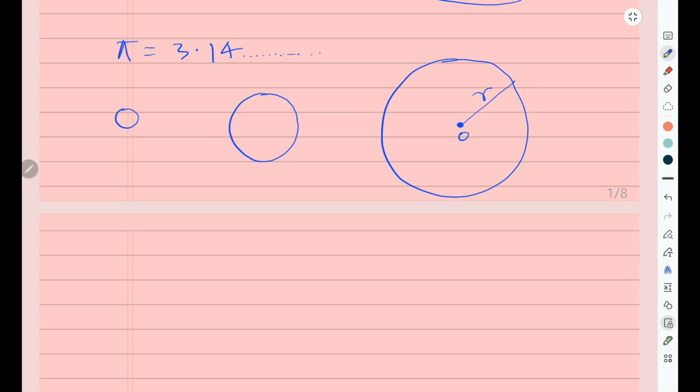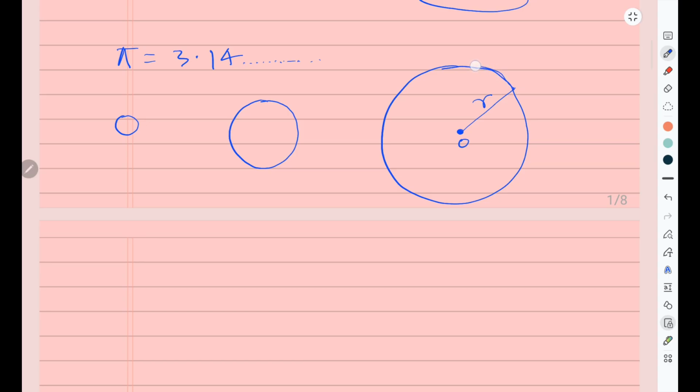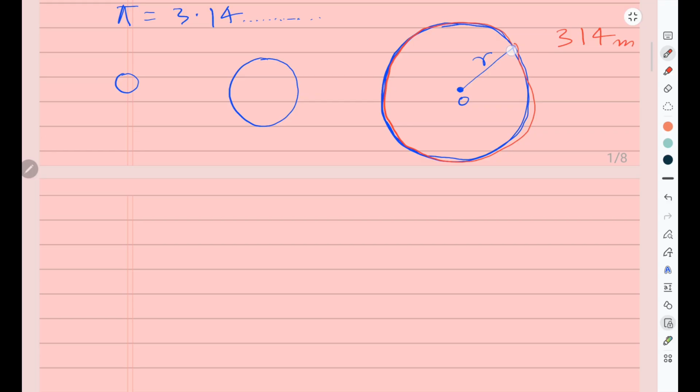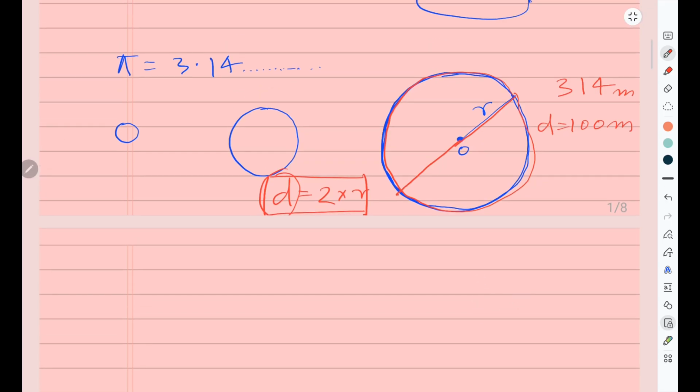It was seen that whenever we measure the length of the circumference, for example, let us say it is 314 meters, and then we measure its diameter, which is 2 times the radius, let us denote it by d, and when we measure it, let us say it is 100. I have intentionally given these two figures.